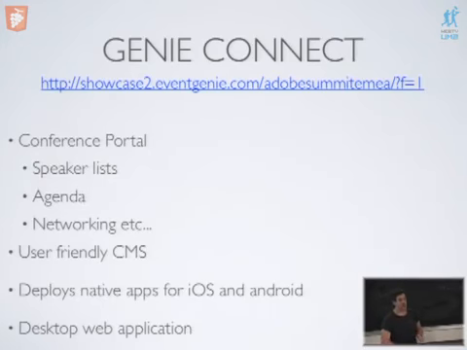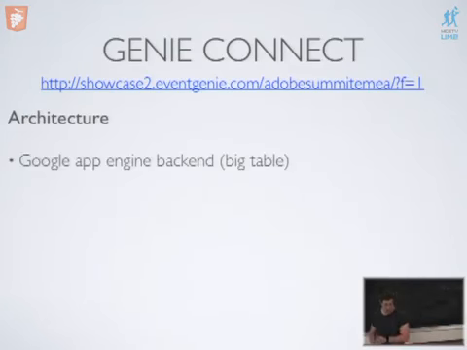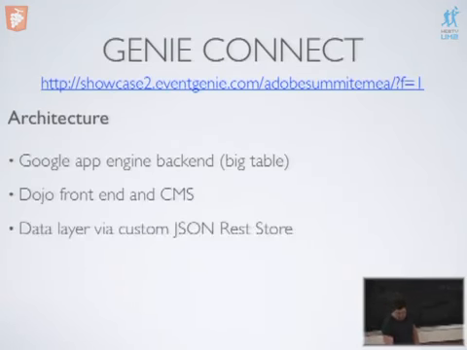Desktop web application. This is what I did. So they thought, we have all these applications for phones, but we want a desktop application. So I got there, and their architecture, quite interesting. Google App Engine backend with Bigtable. If you're familiar with this, I think it's Java. I don't know much about it. I'm just saying what they use. Dojo front-end CMS. Data layer via a custom JSON REST store.